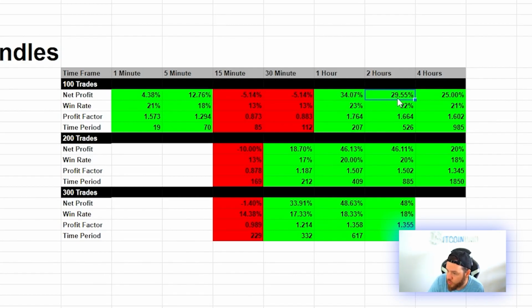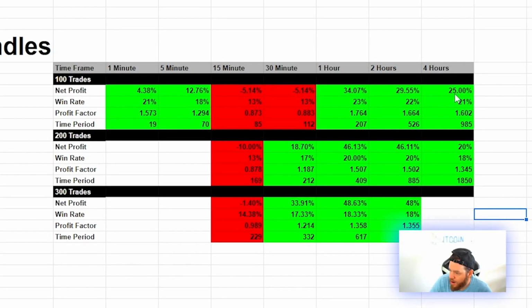On a 2 hour, you can see not bad as well. We had 29.5% with 22% win rate, 46.11% net profit after 200 trades with a 20% win rate, and 48% net profit with a 18% win rate. Again, same thing, right? We're starting off with a decent win rate, 22%, but then as we make more and more trades, our win rate is going down. So now we're at 20%, then we're at 18%.